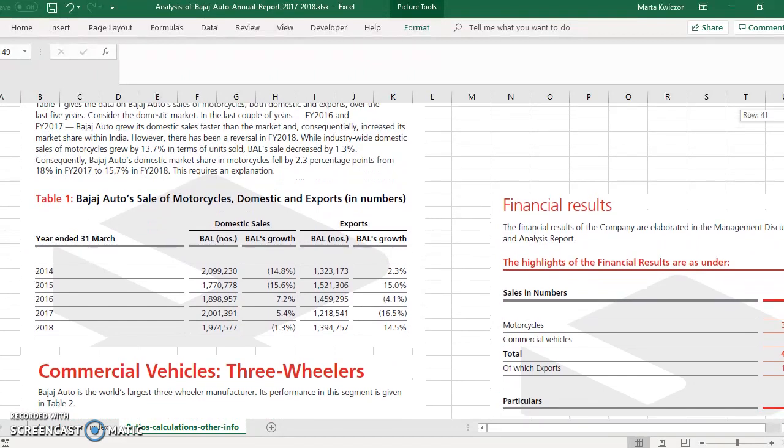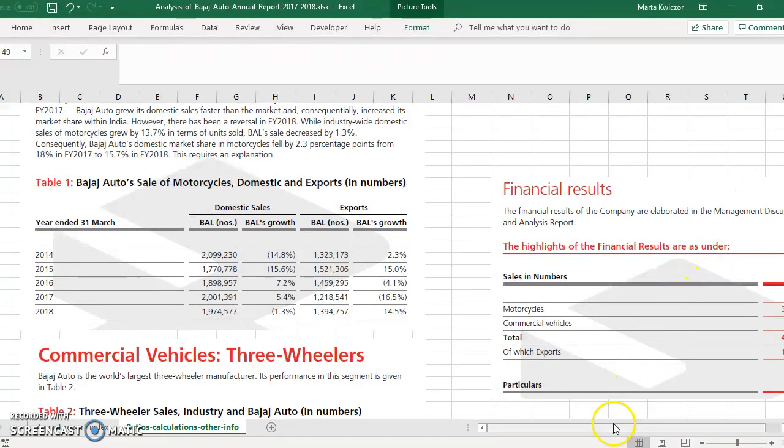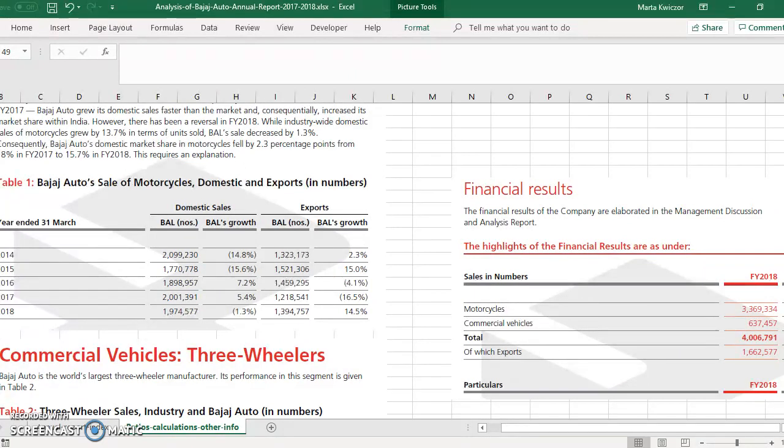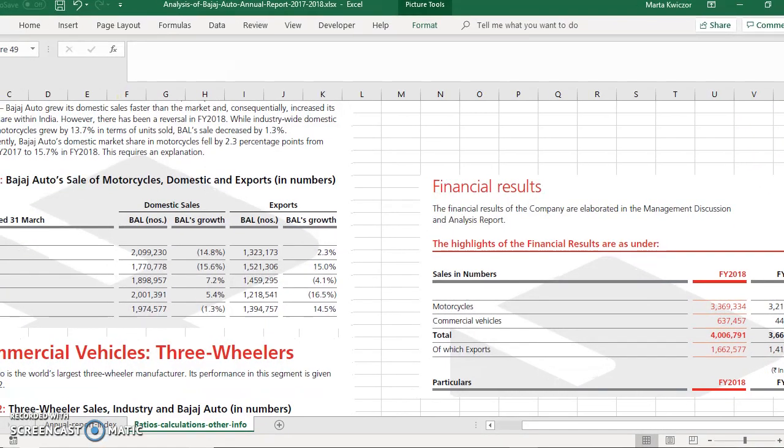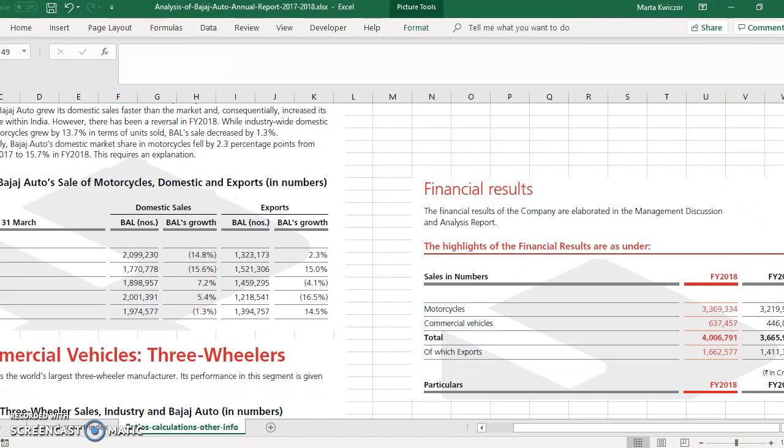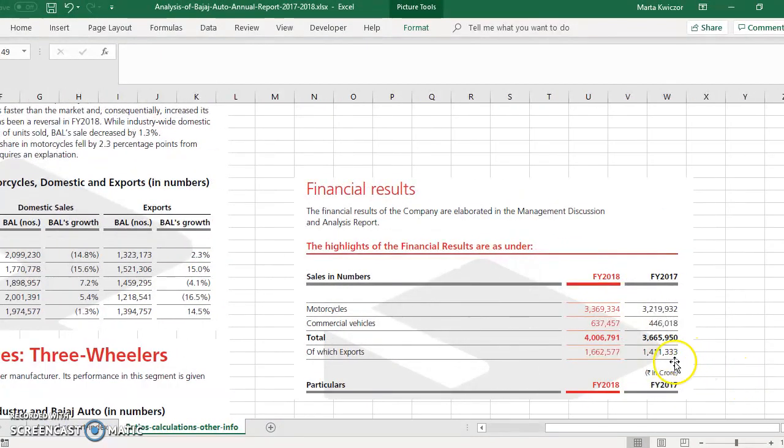industry comparison and all. Now, the reason it is different is, here you can see the number of three wheelers they sold. They're trying to show, let me pull it again. Here you can see this is a financial result of the company and sales in numbers: about 4 million total vehicles they sold in 2018. Out of that, 600,000 were commercial vehicles. They call them commercial vehicles, but they are three wheelers.